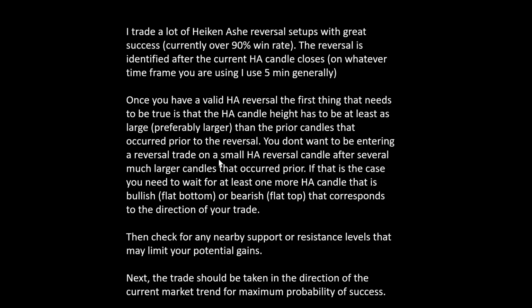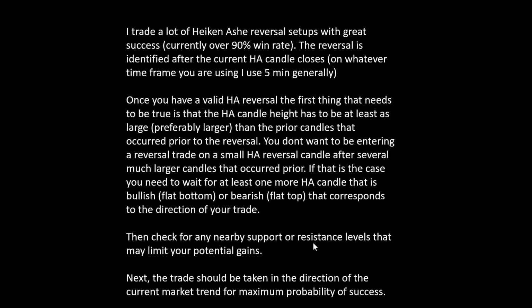Again, you don't want to be entering a reversal trade on a small Heiken-Ashi reversal candle after several much larger candles occurred prior, because it could just be a wane in the actual downtrend, and it may just continue. If that's the case, you need to wait for at least one more Heiken-Ashi candle that is bullish, or bearish if that corresponds to the direction of your trade, to confirm the reversal. So in other words, if the down move is very strong and you get one Heiken-Ashi candle with a flat bottom that's green, but it's small, then you've got to wait for another one. You need to have 2 of those in a row if the downtrend has been large.